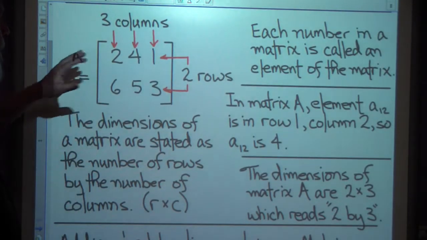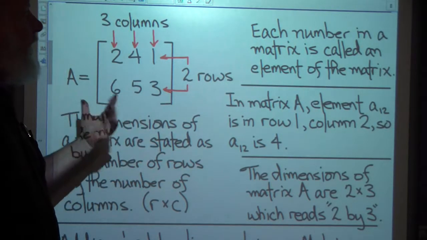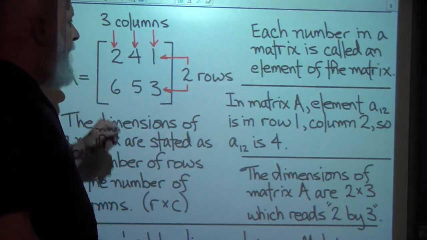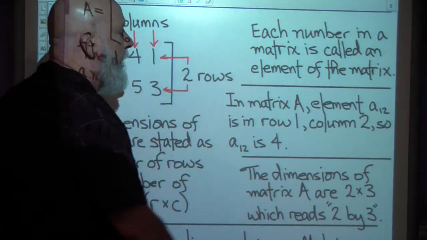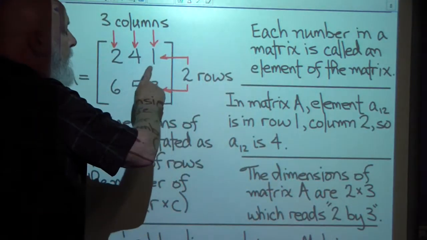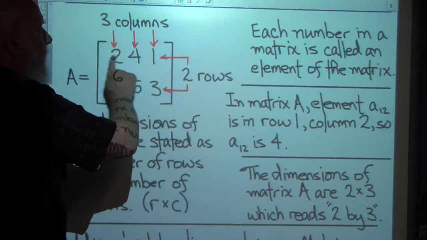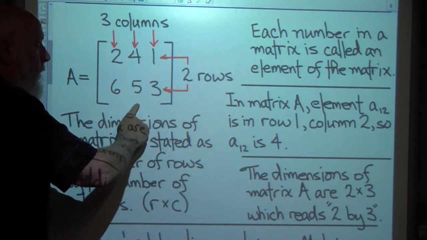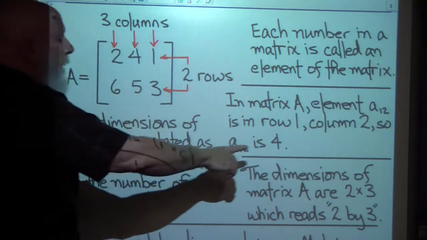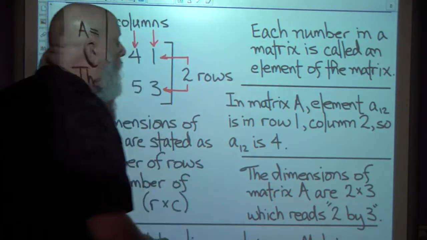Let's talk about matrices real quick. Each number in a matrix is called an element of the matrix. So these are all individual elements of matrix A. In matrix A, element A sub 12, or element 1, 2, would be the element that's in row 1, column 2. So row 1 is the top row, column 2. So that would be this element right here. It's in this row and in this column, so it has to be this element. So A sub 12, element A12 is 4.